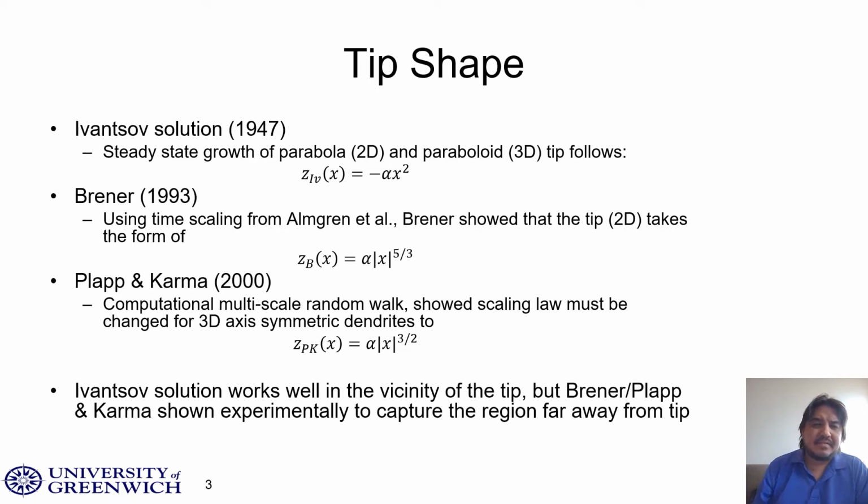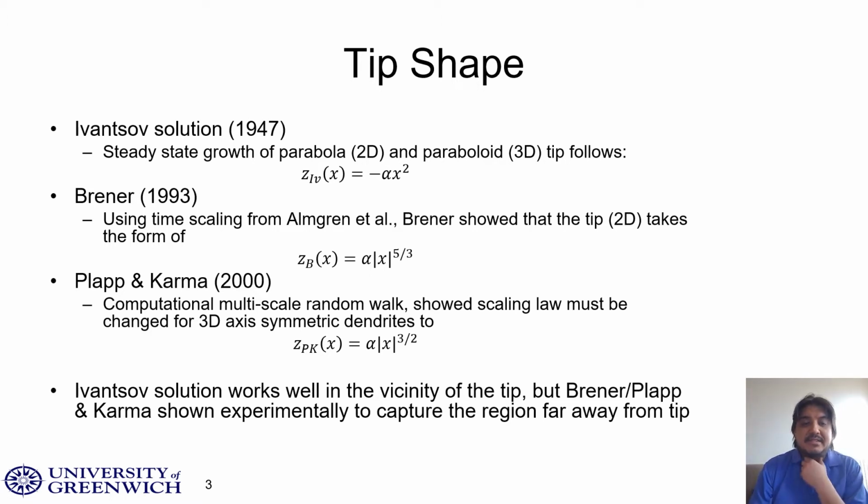The tip shape has been investigated for many years now, beginning with the Ivantsov solution going back to 1947, where he looked at steady state growth of a parabola in 2D and a paraboloid in 3D, and showed that through the Ivantsov solution it goes generally as x squared. Then in 1993, along came Brenner, who, using a timescale from Almgren, showed that in 2D the tip takes the form of x to the 5/3. And then in 2000, Plapp and Karma showed, using a computational multiscale random walk, that the scaling law must be changed for 3D, and so for an axisymmetric dendrite it becomes x to the 3/2.